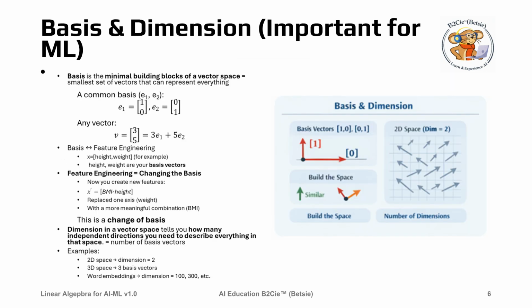Another interesting concept is that of basis. It is the unit vector, mostly represented by 1, 0 or 0, 1, etc., on the x-axis and y-axis. Vectors in this space will be either scaled or their size will increase, but be in the same space. Dimension, on the other hand, in a vector space tells you how many independent directions you need to describe everything in that space.